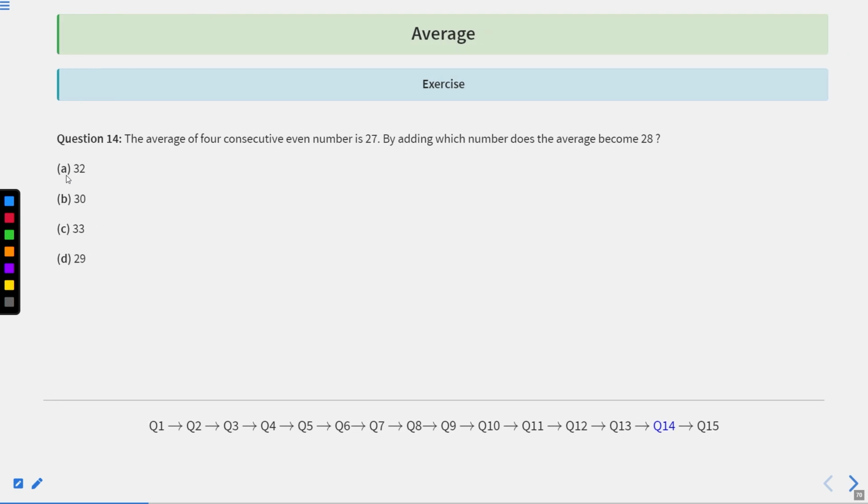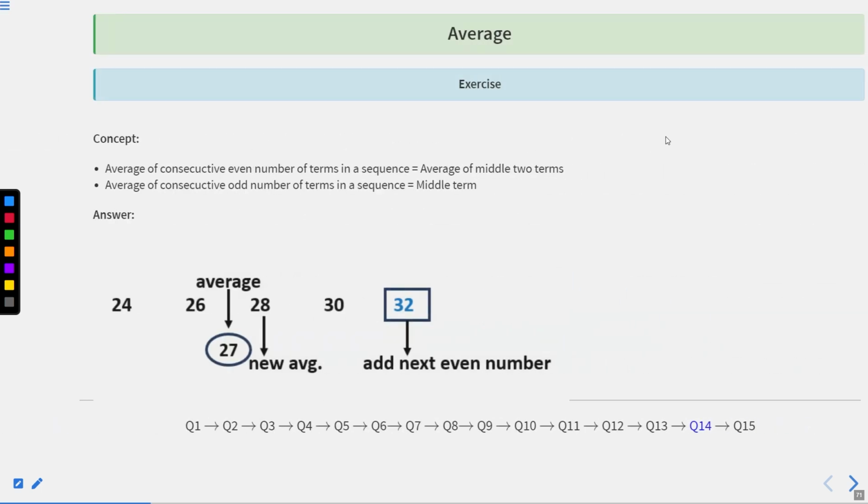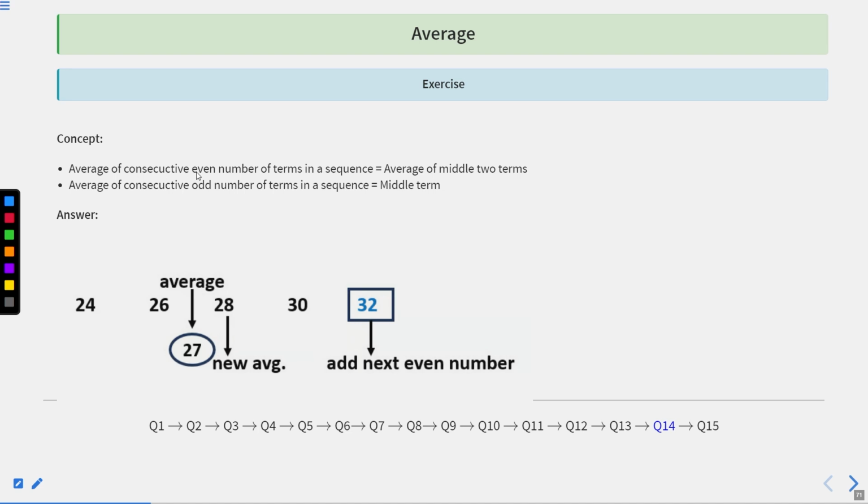Moving on to problem number 14. The average of 4 consecutive even numbers is 27. By adding which number does the average become 28? So the average of consecutive even number of terms in the sequence is given by the average of the middle two terms, and the average of consecutive odd number of terms in the sequence is given by the middle term. Okay, so these two concepts are very important and have been used repetitively in questions again and again.